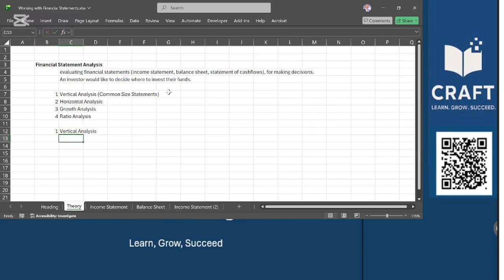As I said, vertical analysis is also called common size financial statements. And when we talk about common size financial statements, we are basically looking at a common size income statement and common size balance sheet. These common size financial statements are also called standardized financial statements.